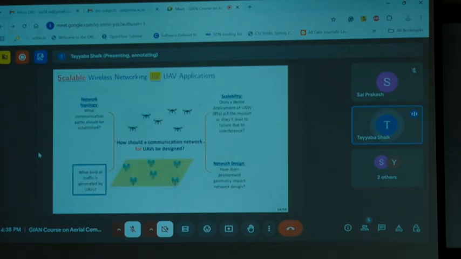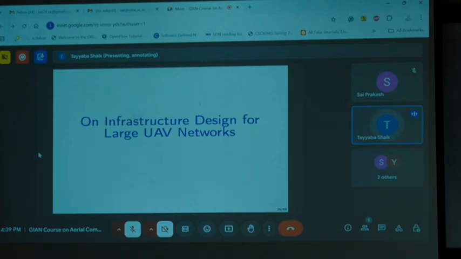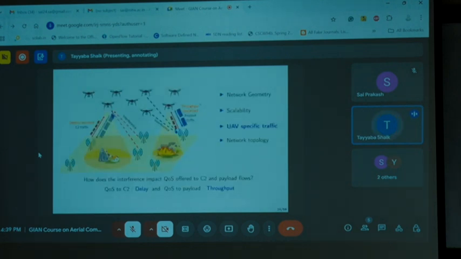In our work, we'll see how a network is designed and how different parameters in the system would affect the system performance. So our first work is on infrastructure design for large UAV networks. Here, we have assumed that the ground-based stations follow a Poisson point process, and the UAVs also form a Poisson point process. They are present at some height h, and we assume that everything is static here. Even the UAVs are just hovering in the air; they are not moving. There are two kinds of data being communicated. One is from the ground base station to the UAV, that is the ground to air link.